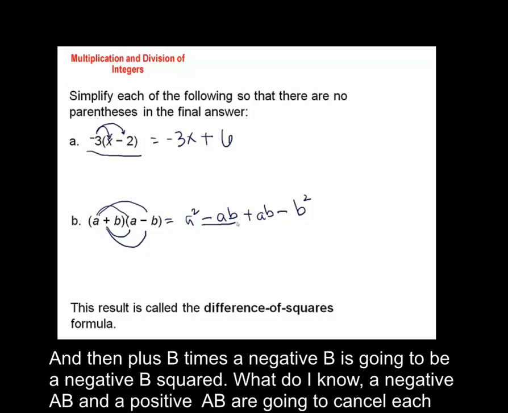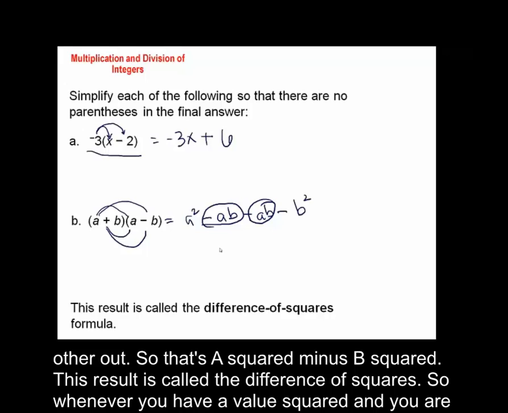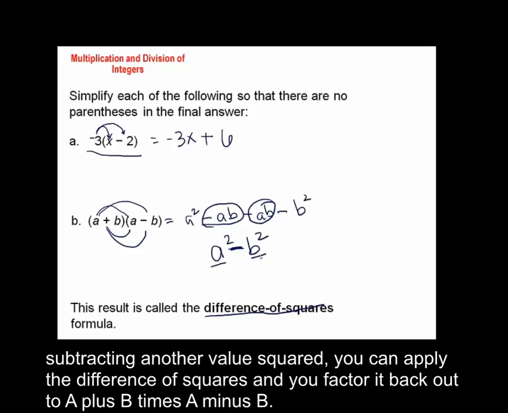And what do I notice? A negative ab and a positive ab are going to cancel each other out. So that's a squared minus b squared. This result is called the difference of squares. So whenever you have a value squared and you're subtracting another value squared, you can apply the difference of squares and you factor it back out to a plus b times a minus b.